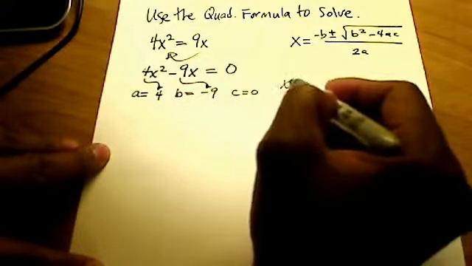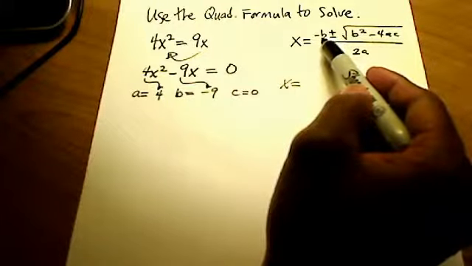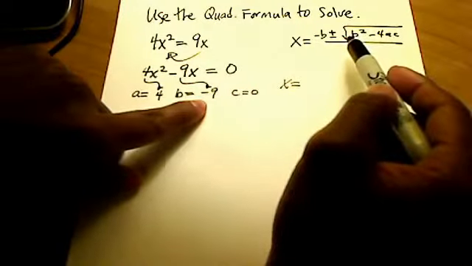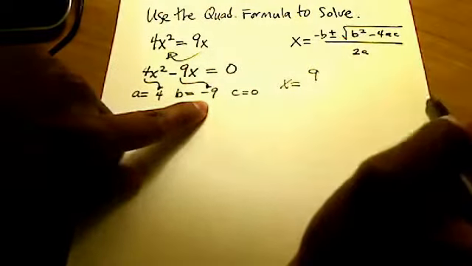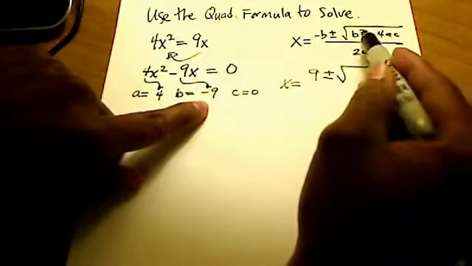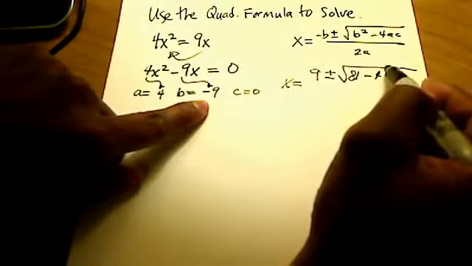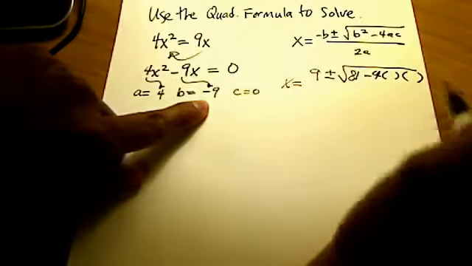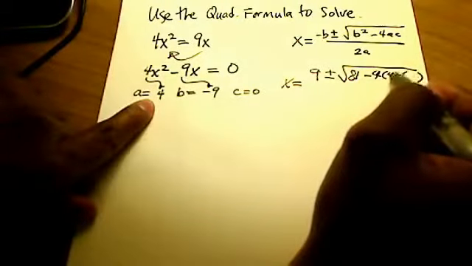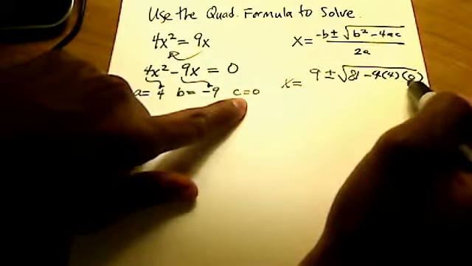So here goes. I've got x is equal to, and the way I read that, instead of reading it as negative b, I often read that as give me the opposite of b. So since my b is a negative 9, the opposite of that would be a positive 9. So I've got positive 9 plus or minus the square root of b squared, so that's negative 9 times itself, which is 81, minus 4 times a couple of numbers. This is interesting because those numbers are 4, which is my a, and 0, which is my c. Now that's going to pose something fun there. We're going to come back to that in a second.